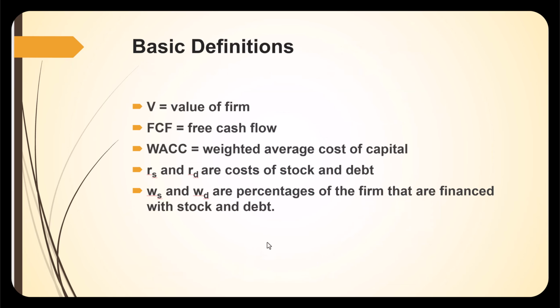So we have some very basic definitions first. V is the value of the firm, FCF is free cash flow, and WACC is the weighted average cost of capital. Now we don't talk a lot about this in some of these videos, but this is just the average cost of financing, and we'll see a formula in a second. R sub S and R sub D are the costs of stock and debt, and W sub S and W sub D are the proportions of those financing tools that are used by the firm.